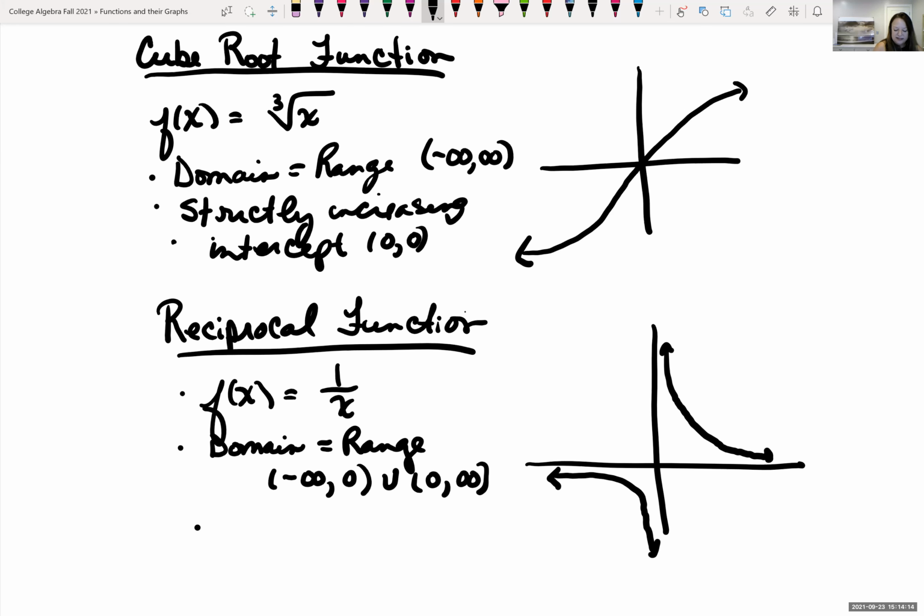Notice that we're going down from left to right here. We're also going down left to right here. So this is decreasing from negative infinity to 0. It's not defined at 0, and then 0 to infinity.